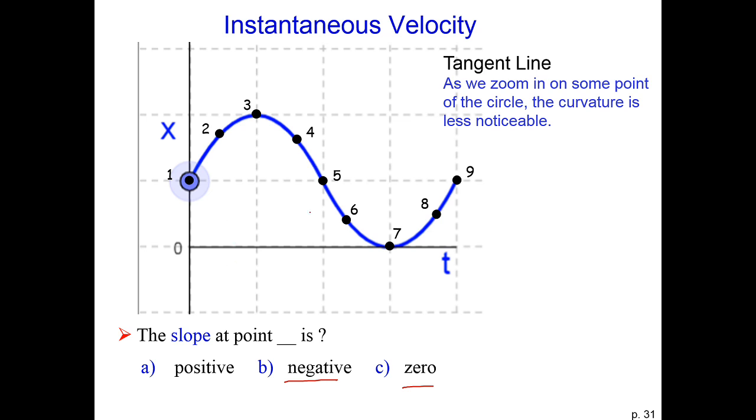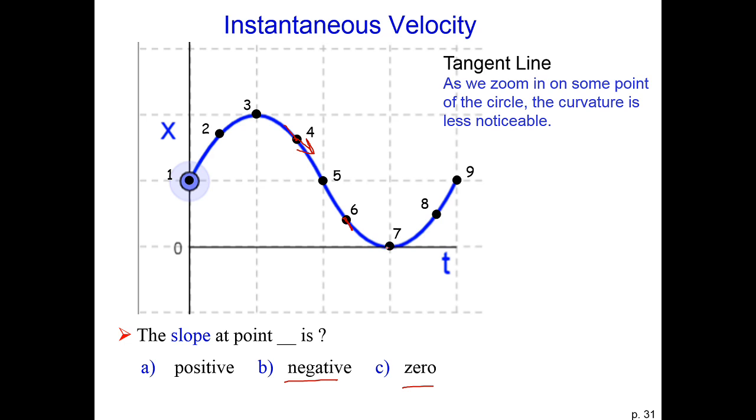So we have a curve here. Let's start at point 4 here. And so here the slope is clearly negative. So that tells us that the object is moving to the left. If we look at point 5, the slope is still negative. 6, it's still negative. So that means through 4, 5, and 6, our object is moving to the left.